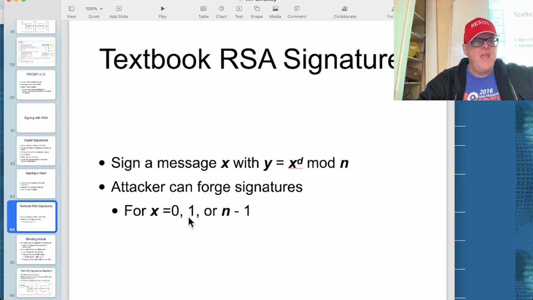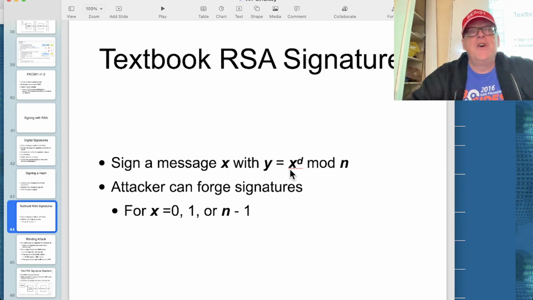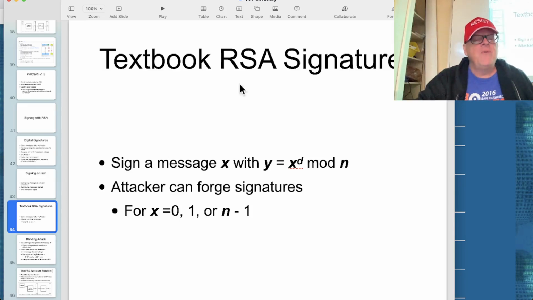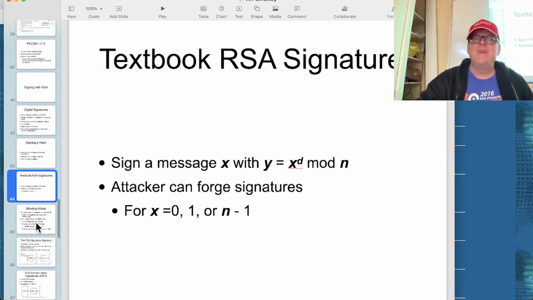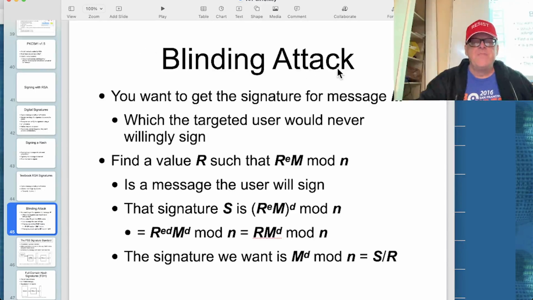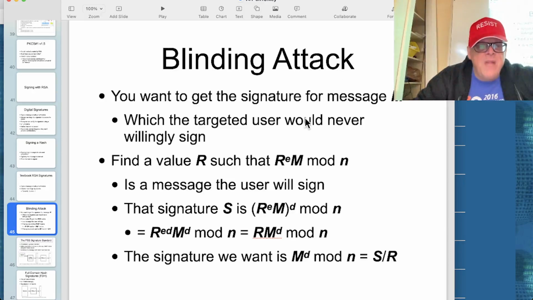Also for certain input messages like 0, 1, or n-1, raising it to a power doesn't do anything. 0 to a high power, 1 to a high power doesn't do anything. So there are certain messages I could forge signatures for, because the signature is something really simple, like 1 or 0. So that's why, again, the textbook signature is not really good enough. It has weaknesses.